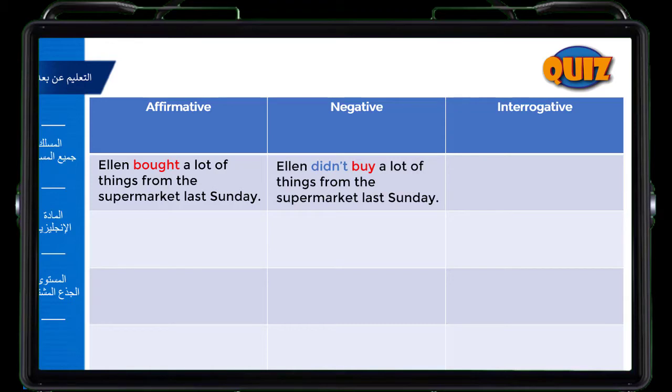Great! Ellen didn't buy a lot of things from the supermarket last Sunday. Now, what's the interrogative form of the sentence? Great! Did Ellen buy a lot of things from the supermarket last Sunday? Let's move to the next row.